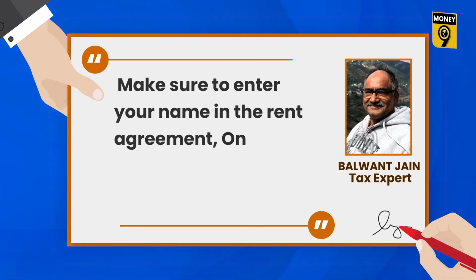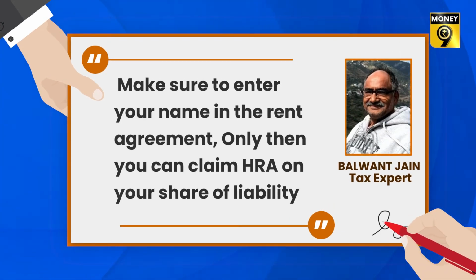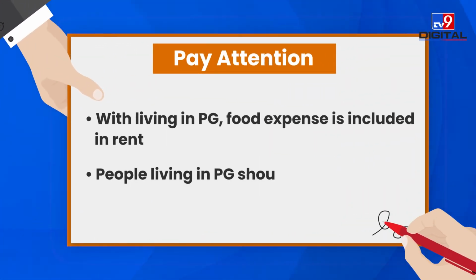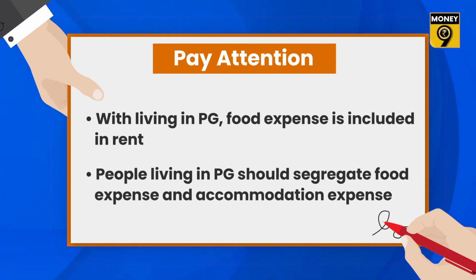Coming back to Sandhya's problem of how to claim HRA, tax expert Balwan Jain says, first of all, see that the tenant's name must be mentioned in the rent agreement made between landlord and the tenant. Usually, one person gets the rent agreement made in his name and also collects all the rent and then transfers it to the landlord. In such a situation, there is no evidence of other people being the tenants. After enrolling in the rent agreement, any person can claim HRA equivalent to his share in the rent.